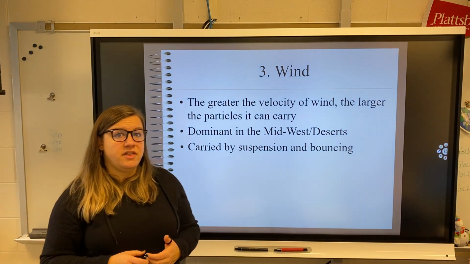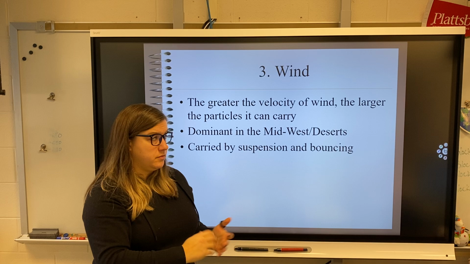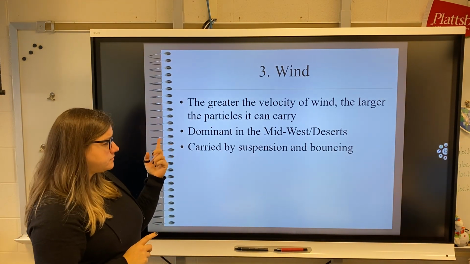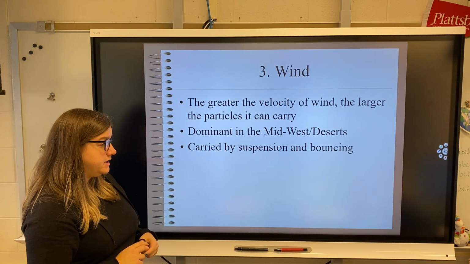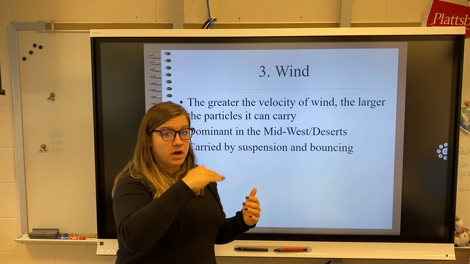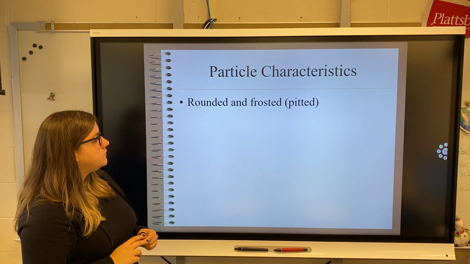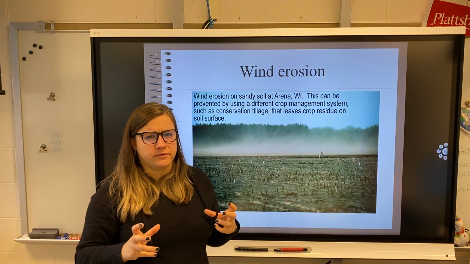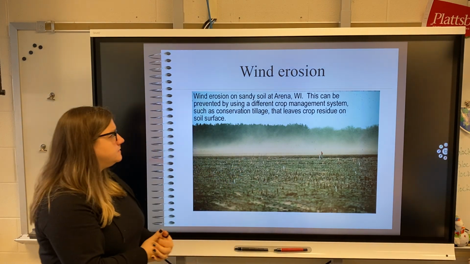Wind does a similar thing. When wind blows, it causes these particles to roll and roll around, and they basically get rounded. This happens out in the Midwest. It's carried by suspension and bouncing, because remember, suspension means it kind of blows through the air, or it goes through the water, but it bounces along the way too. Okay, and all those particles are going to be rounded and frosted. Frosted is another word meaning it gouges out and things get pitted.